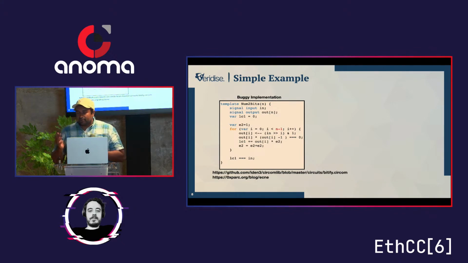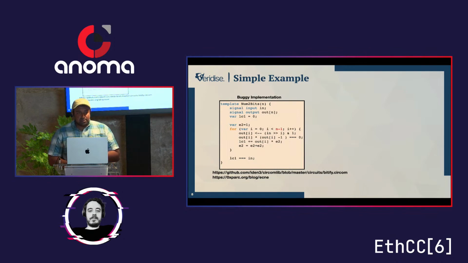To make things more concrete, here's a very simple example of an under-constrained circuit. If any of you have worked in Circom, there's a template called Num2Bits. This is an intentionally buggy version of that circuit. What this circuit will do is take some input signal, some integer value in the finite field, and output its binary representation as an array of n bits.